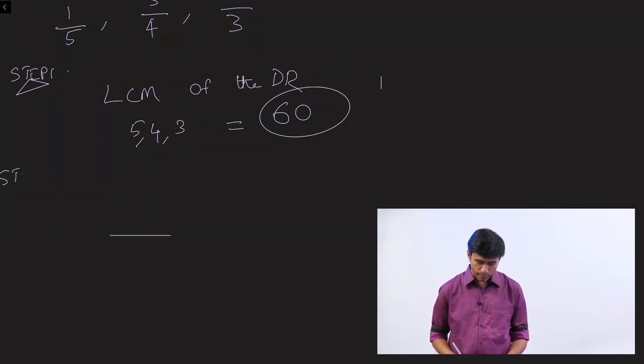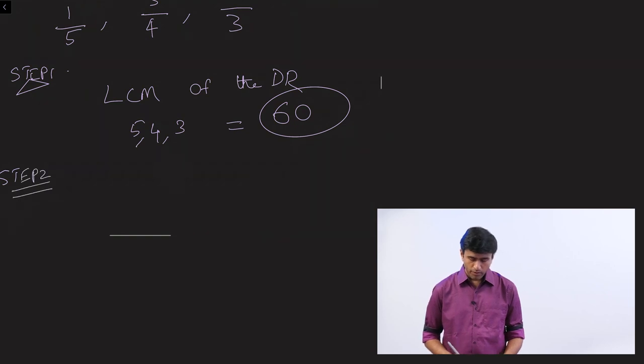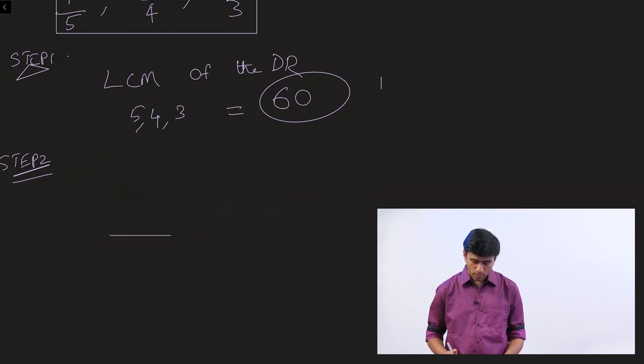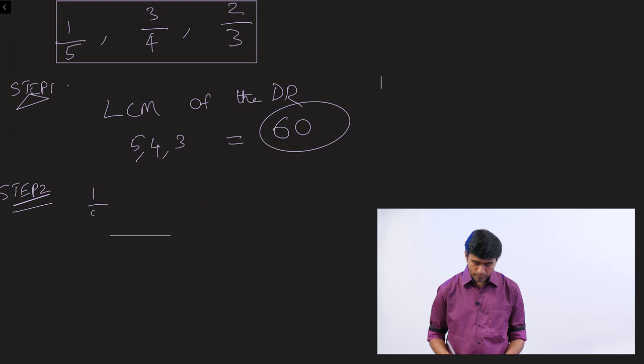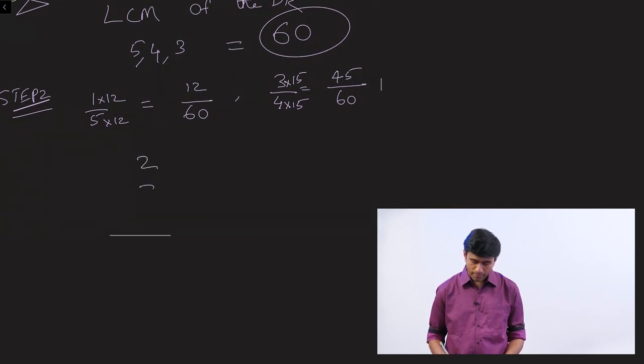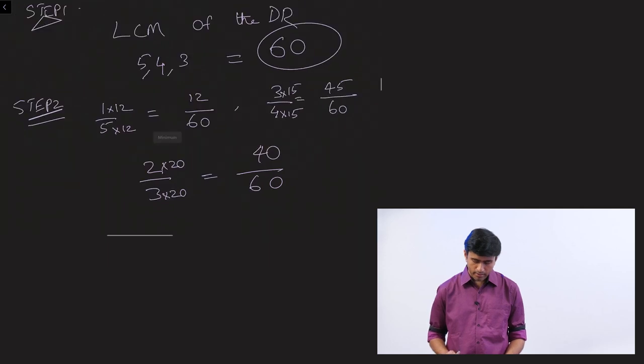Step 2, you need to change these fractions into equivalent fractions. So 1 by 5, to have the denominator 60, you need to multiply it with 12. It becomes 12 by 60. 3 by 4, to have the denominator as 60, you need to multiply it with 15. 15 3s is 45. What about 2 by 3? Multiplied with 20, becomes 40 by 60.